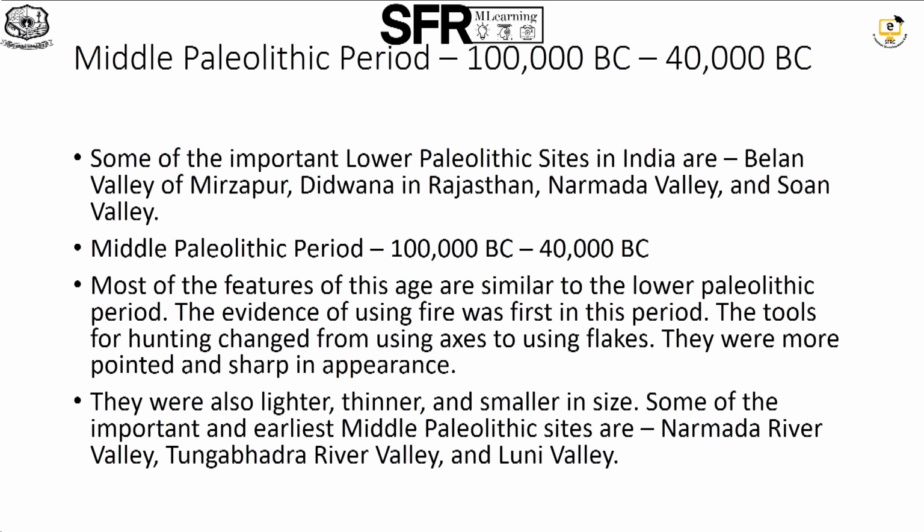So, they have modernized their system of implements through using flakes instead of axes, and they were more pointed and sharp in appearance. So, instead of axes they began to use flakes. They were much lighter, thinner, and smaller in size compared to those of the Paleolithic age. And some of the important and earliest Middle Paleolithic sites are the Tungabhadra River Valley and Luni Valley.